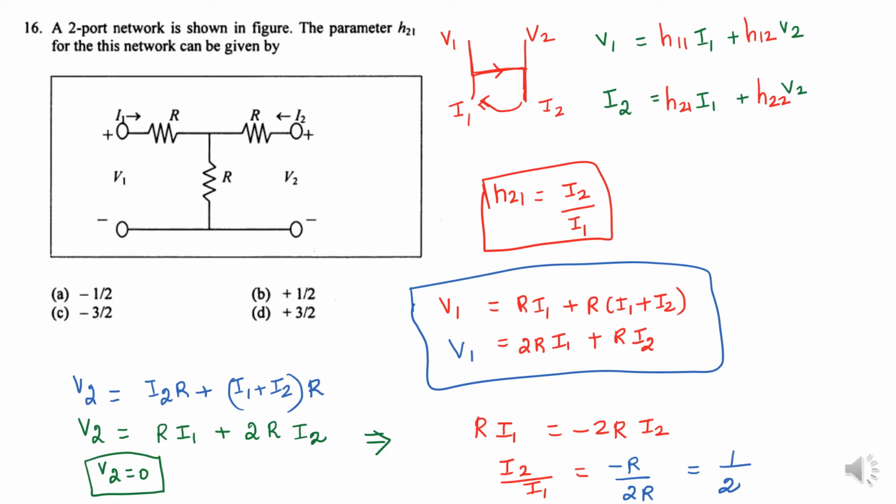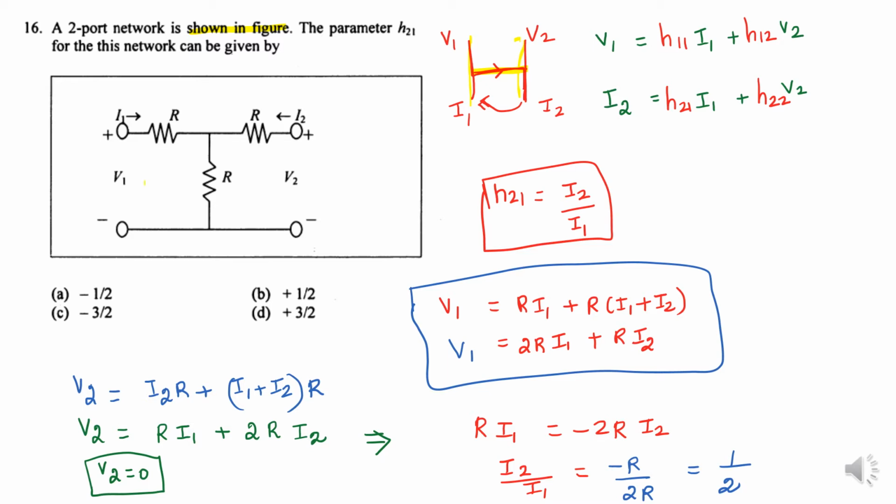Next problem. A two-port network is shown in figure. The parameter H21 for this network can be given by. First of all, I am going to write the equation of H parameter in a simplified manner. First, draw the H symbol and then mark the current direction. How to write the equation? V1, I2 in the left hand side. In the right hand side, we are having I1, V2, with H11, H12, H21 and H22.